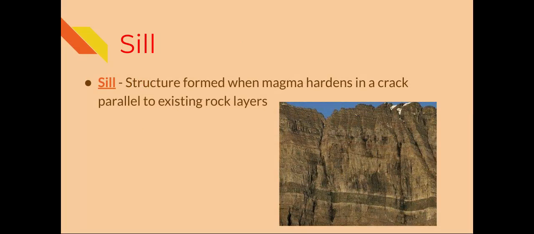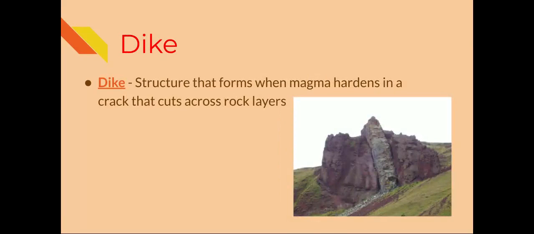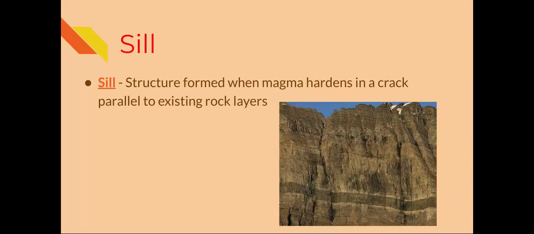Next one is a sill. Sill and dikes are similar, and the way you have to remember them is the structure that they form. So they're basically the same thing. A dike is going to cut across rock layers, while a sill is going to be parallel to the existing layers. So if you look at the picture here, looks like a band running through the rock. That is the sill, which is a structure formed when magma hardens in a crack parallel to existing rock layers.